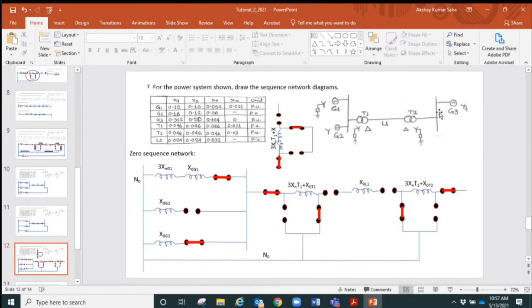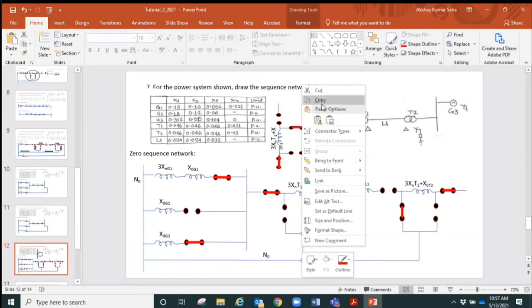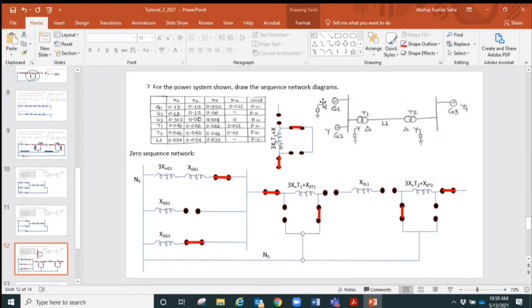So after the transformer, we have the bus bar. So we can show the bus bar, and it connects to the generator G3. So that's the bus bar, and this bus bar is now connected to the generator G3. Sorry, this portion is not connected here. This one is like that. So now I can connect this one.